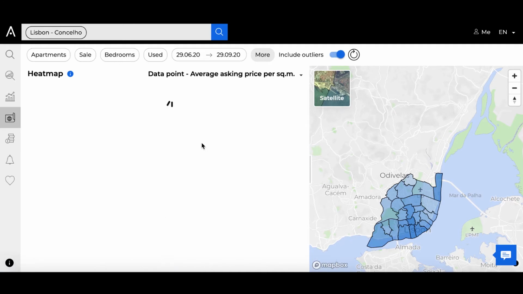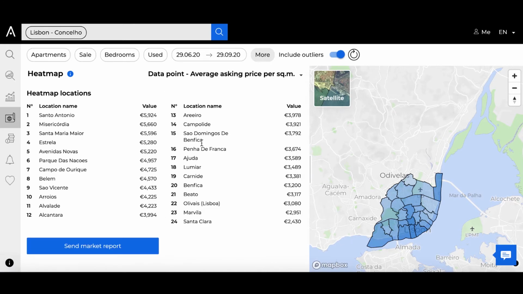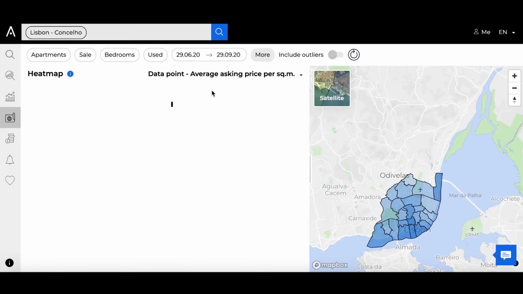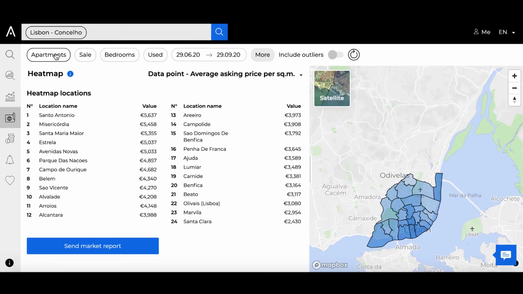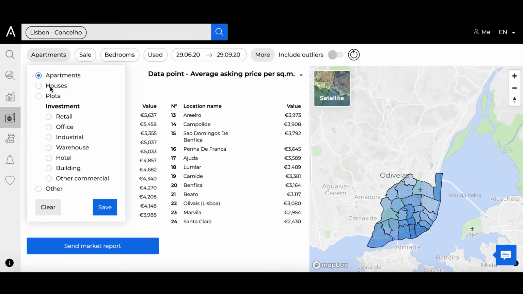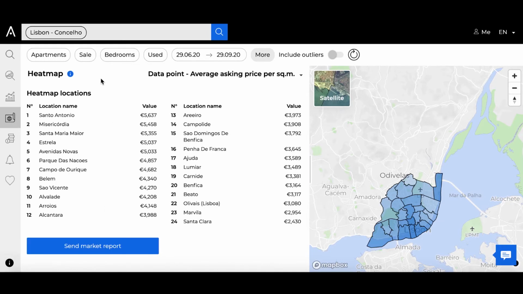Now, the reason why outliers are interesting is because they can have very extreme values, and sometimes these are true and sometimes these really are just mistakes within advertising. Now, if I go along here and take off the outliers again, then I can see through apartments, houses, plots, the different type of investment properties, and other things that don't quite fit into any of these categories. We're going to stay with apartments for now. So I click that, click save.